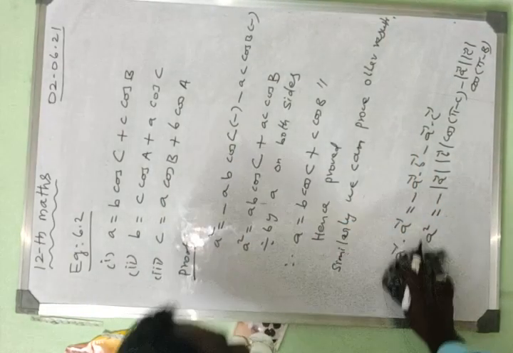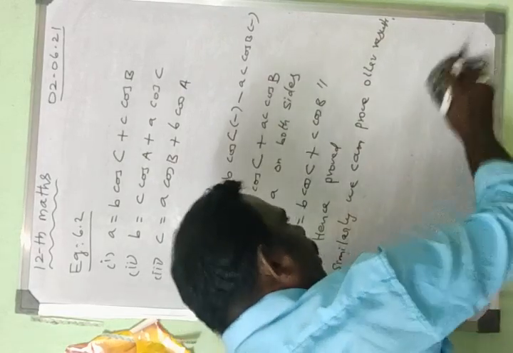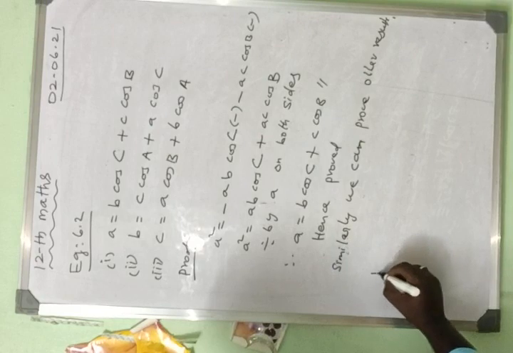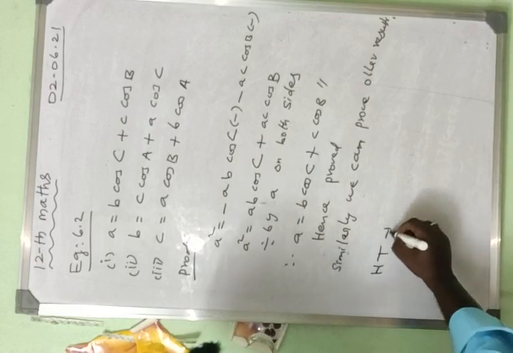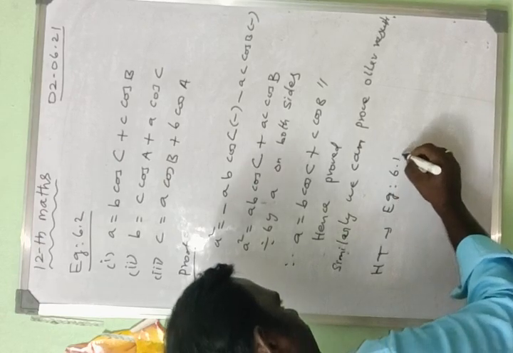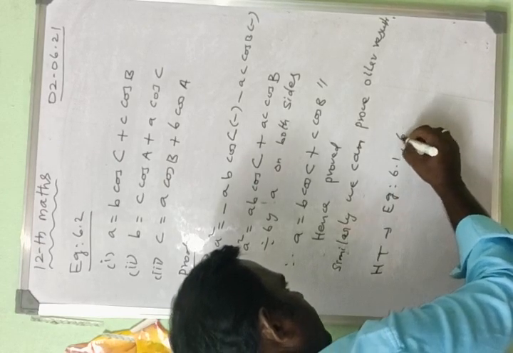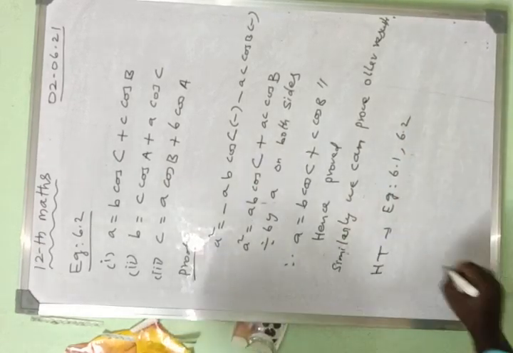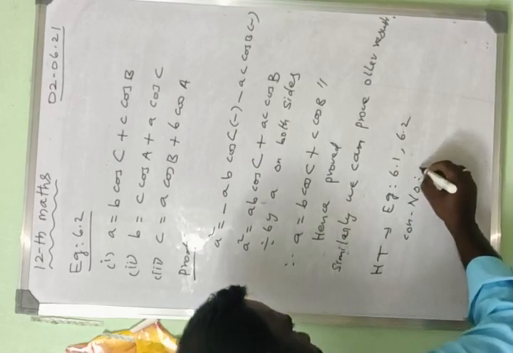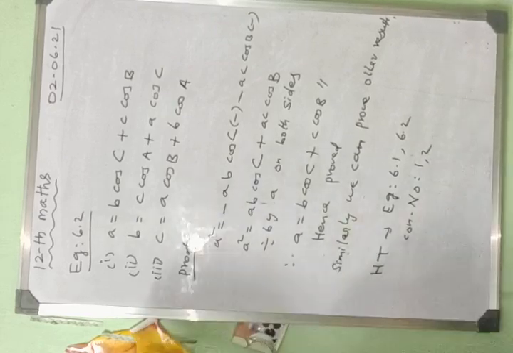Okay, thank you. So today's home test is these two sums only. Okay, home test. So today's home test is example 6.1 and 6.2. Continuous numbers, put here continuous numbers 1 and 2. Okay, thank you.